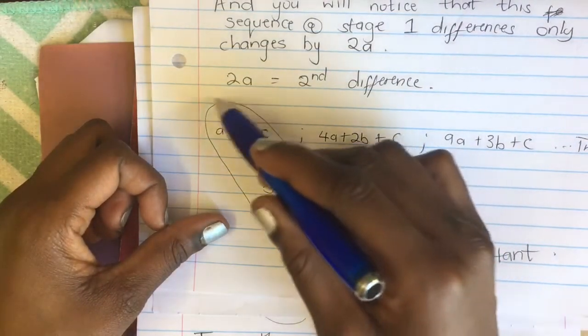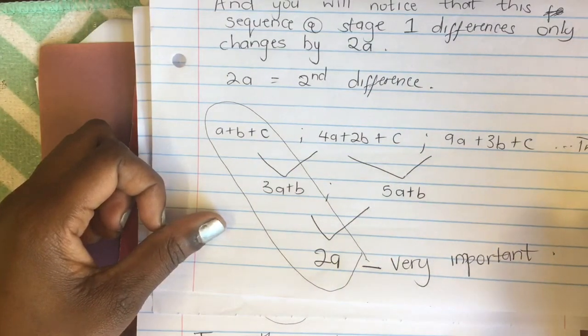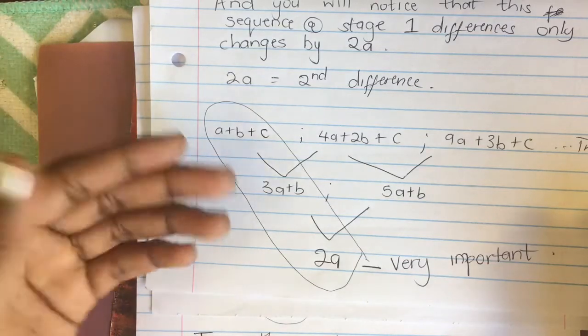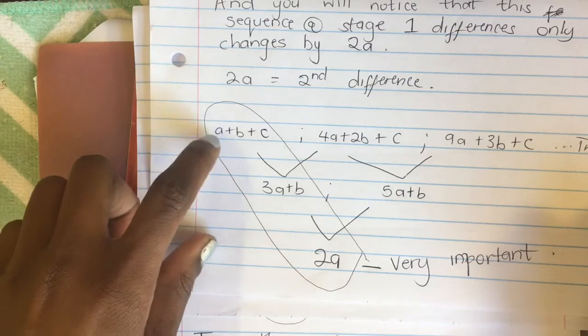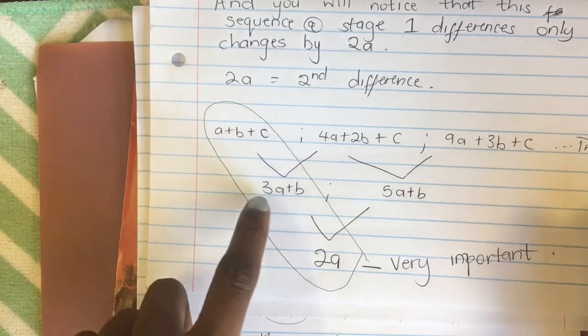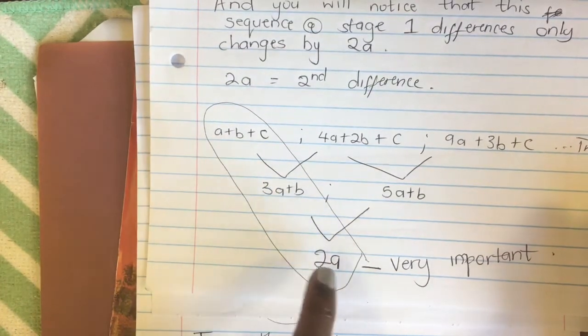Now the ones in this cycle, you really need to know them by heart. I don't know how you do it, but as long as you know how to come and find them back should you forget anything. So the first term, which is T1, will be a plus b plus c, and then the first term of the first stage difference is 3a plus b, and then 2a for the second difference.